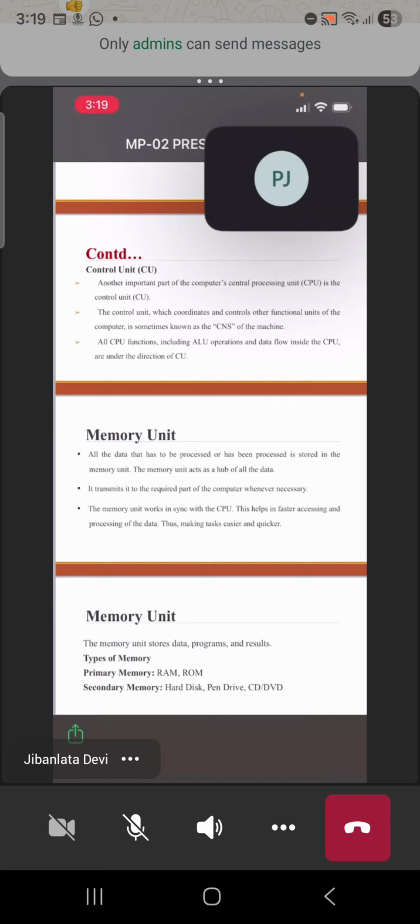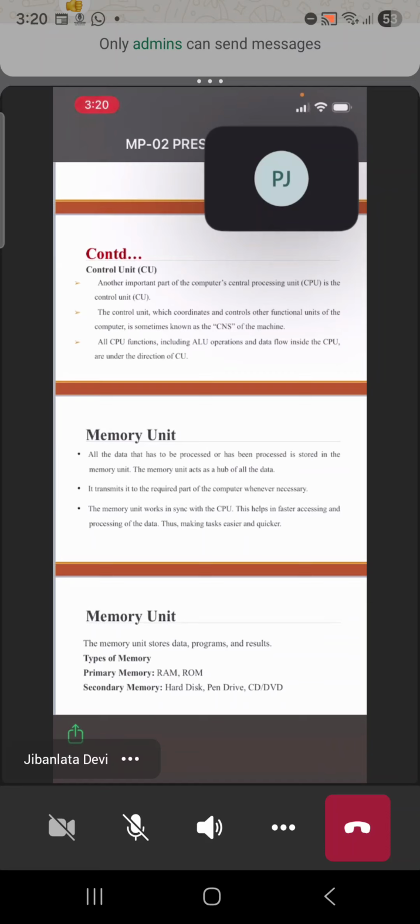Then coming to the control unit, the other component. It is a very important part of the CPU. The control unit, which coordinates and controls other functional units of the computer, is sometimes known as the CNS, the central nervous system of the machine.